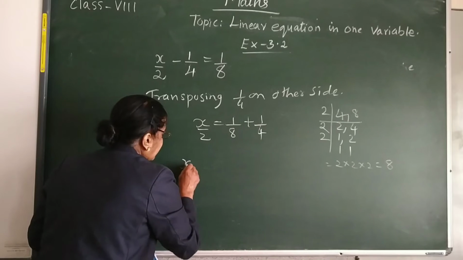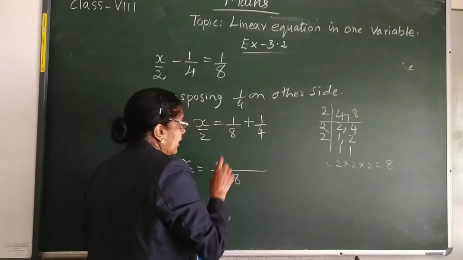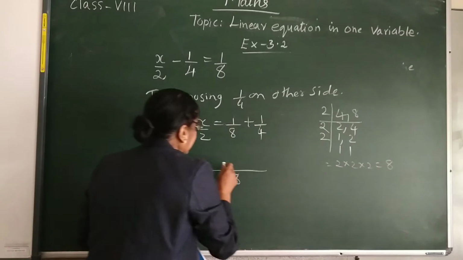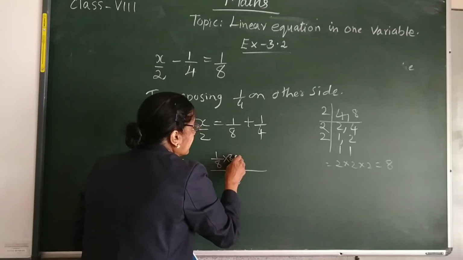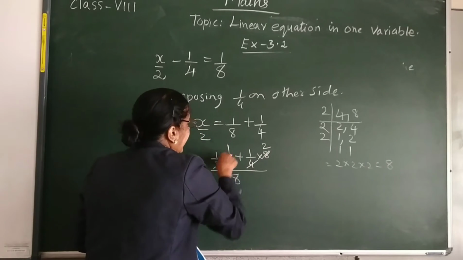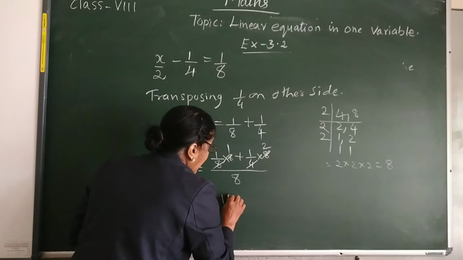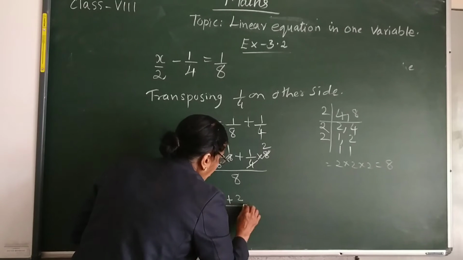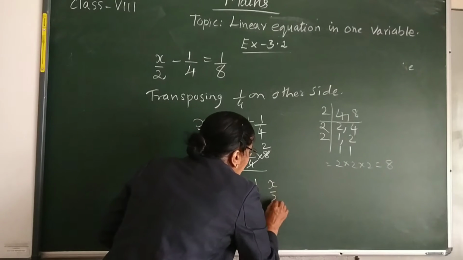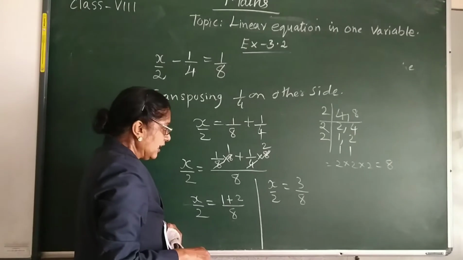So x by 2 is equal to, the LCM is 8. First fraction multiply with the LCM, second fraction multiply with the LCM. So 1 by 8 into 8 plus 1 by 4 into 8. 4 1s are 4, 4 2s are 8, 1 8 is 8. So x by 2 is equal to 1 into 1 is 1 plus 1 into 2 is 2, whole divided by 8. So what did you get? x by 2 is equal to 3 by 8.